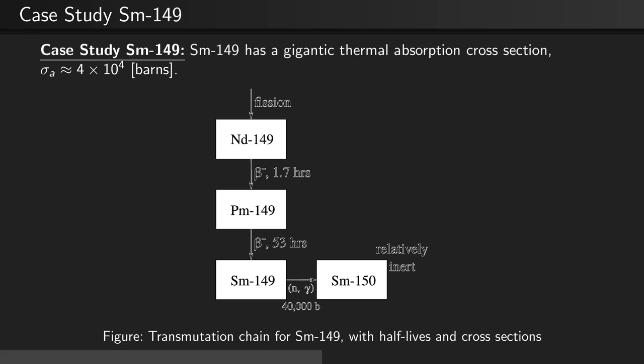Initially, a higher order species will fission, creating neodymium-149. This will decay by beta minus decay with a half-life of 1.7 hours into promethium-149, which will in turn also beta minus decay with a half-life of 53 hours to samarium-149. Samarium-149 is destroyed by neutron capture, creating samarium-150, which is relatively inert.